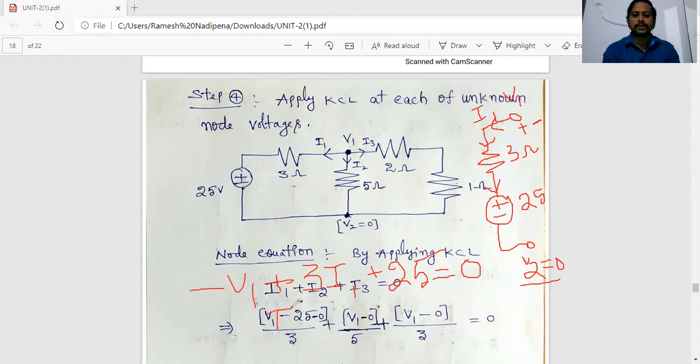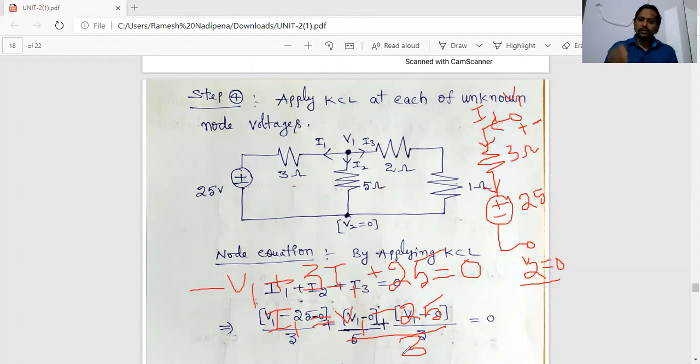From this, I1 equal to V1 minus 25, by 3. Simple: I1 equal to (V1 minus 25) by 3. So this is the explanation for calculating the value of I1.